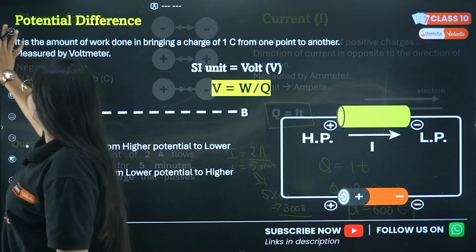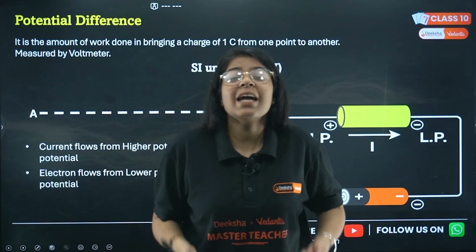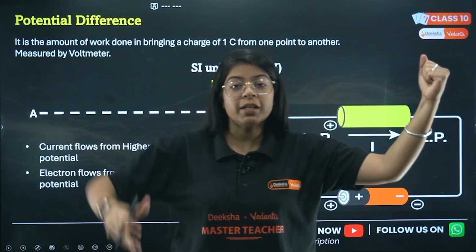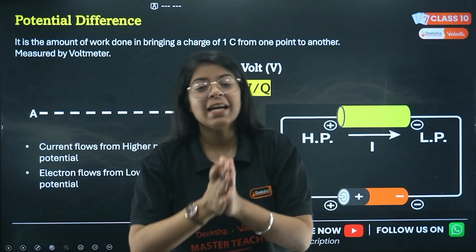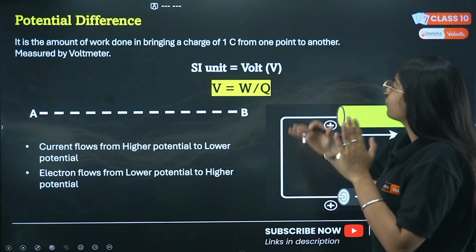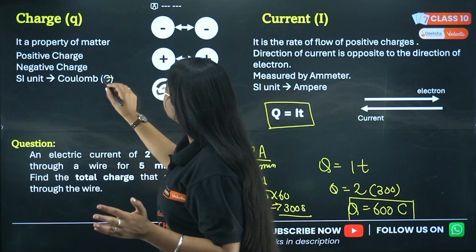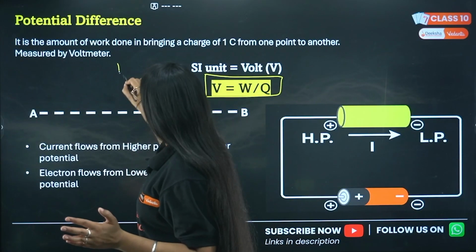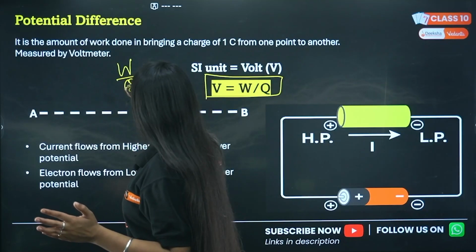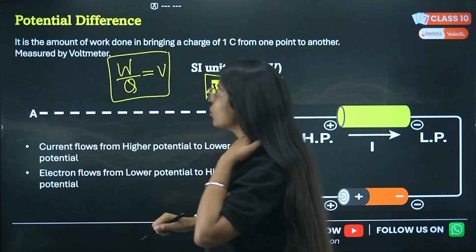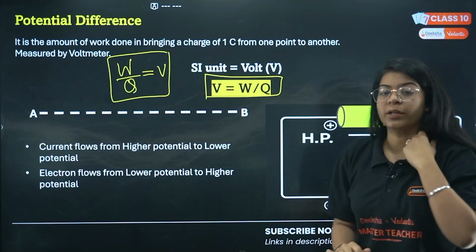Okay, let's move on. What next we have is potential difference. Now I have that charge. The amount of work I have to do to bring that charge from this point to this point is called work done. It is called potential difference, right? This is measured by voltmeter. We have this very important formula again: V equals W by Q. The work done to bring a positive charge from one point to another is called potential difference. Understood? Its SI unit is volt.